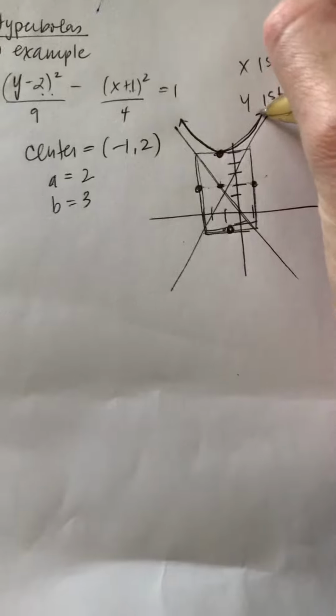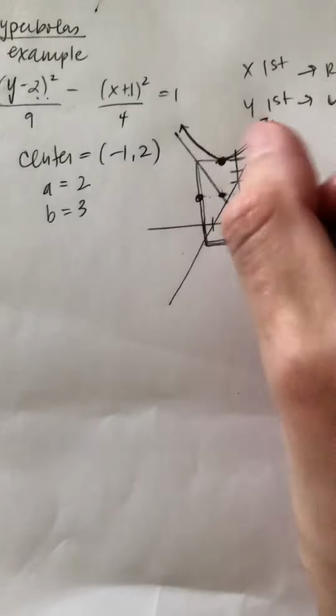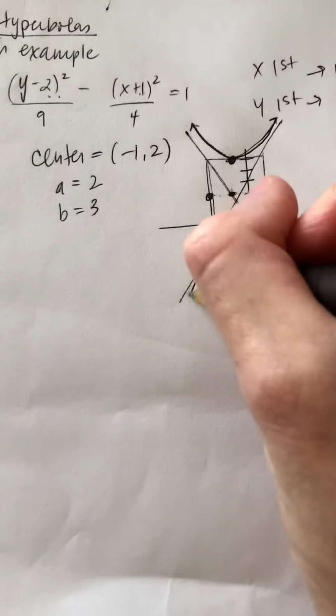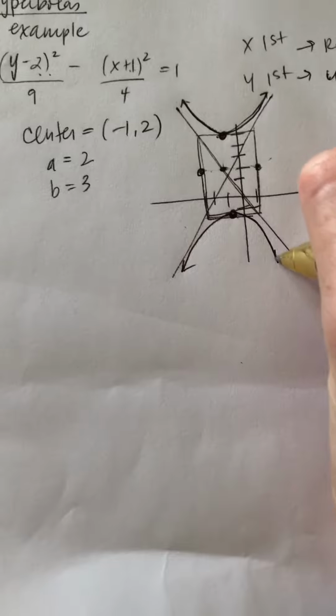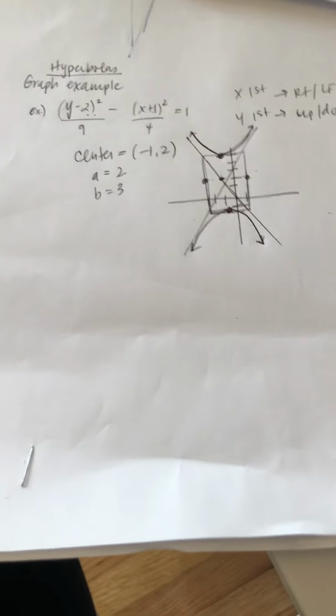And it's contained within these diagonals. And then this is the bottom part. It hits the edge of the rectangle and opens down and is contained within the diagonal. So that's an example of how to graph a hyperbola.